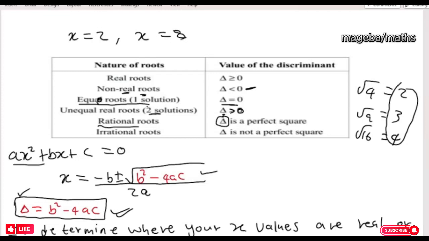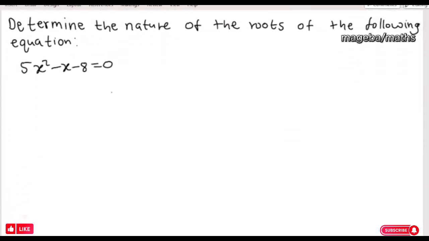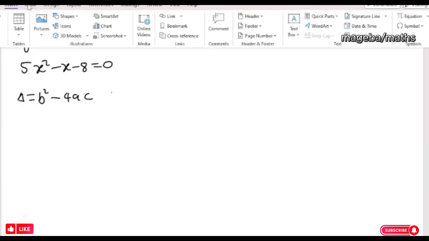Now let's go to an example. Let me just do this example with you. Determine the nature of roots of the following equation. Remember, how do we determine the nature of roots? We need to find the delta. The delta is equal to b squared minus 4ac. Now we need to determine our values of a and c here.